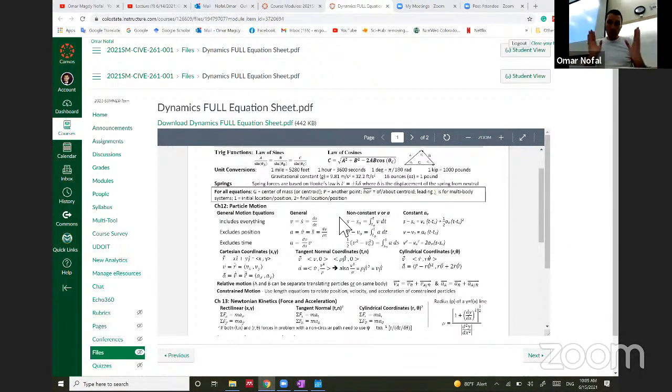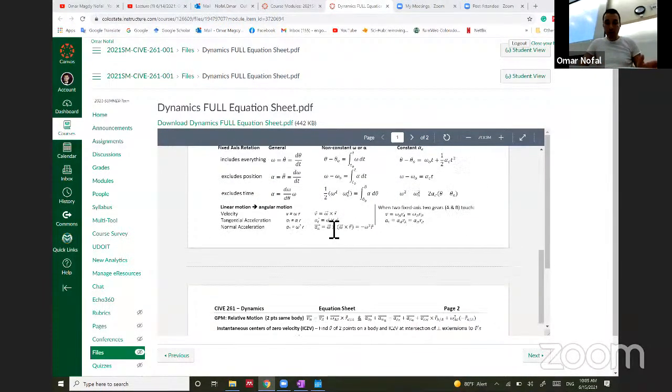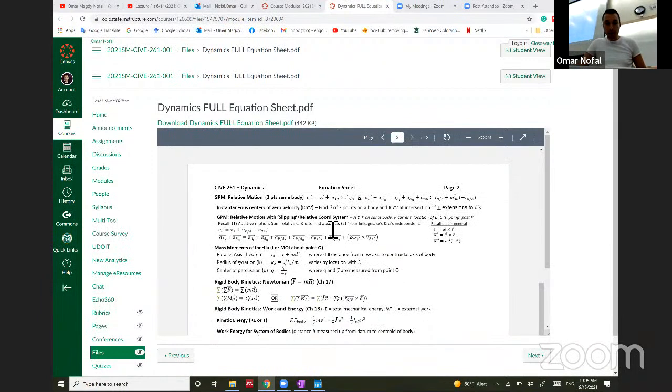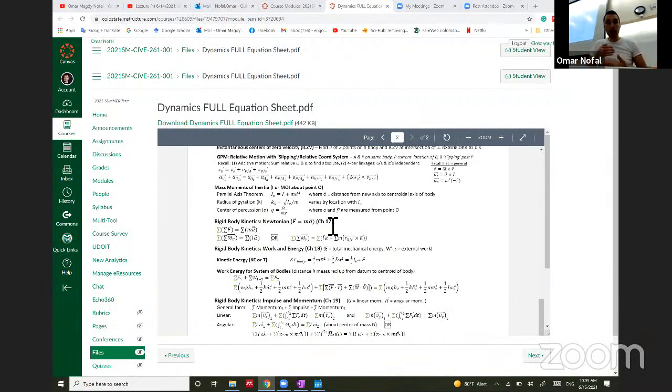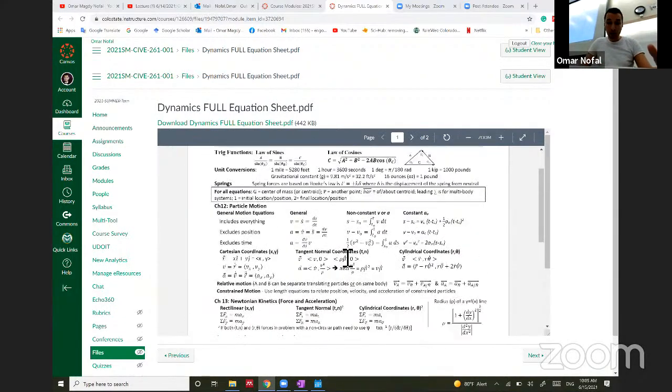You are allowed to use this sheet. It's two pages. I would recommend that you print both of them and have them with you while you are in the quiz or doing your homework. You don't have to memorize these equations, so you can just directly use them. If you want, you can spend some of your quiz time to deduce them, but I don't recommend this. Either memorize them or use the sheet directly.